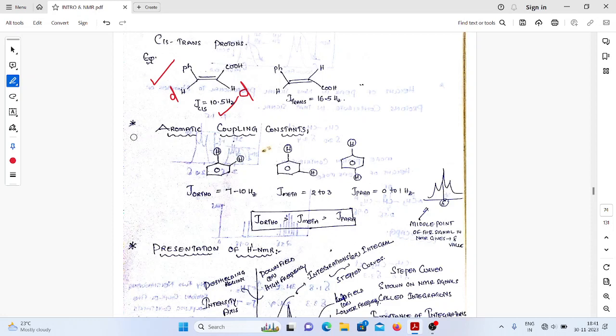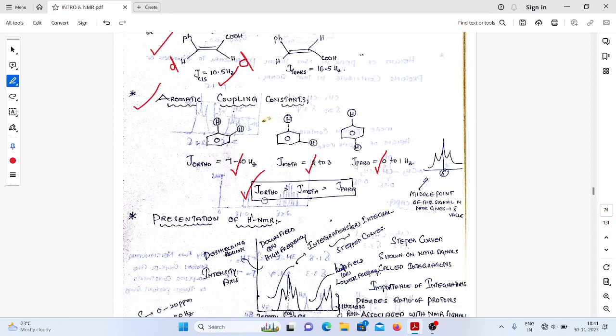Aromatic coupling: ortho, meta, para. If you see ortho, 3 bonds are there. That's why the value is more. Here the number of bonds increases, so the coupling constant decreases. Meta is 1, 2, 3, 4 and para is 1, 2, 3, 4, 5. That's why ortho coupling constants are higher than meta, than para.